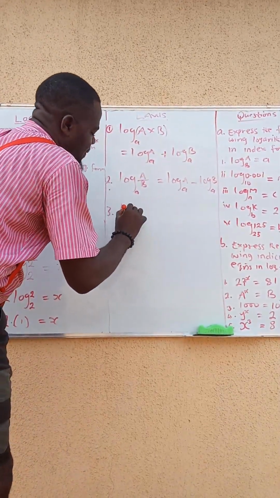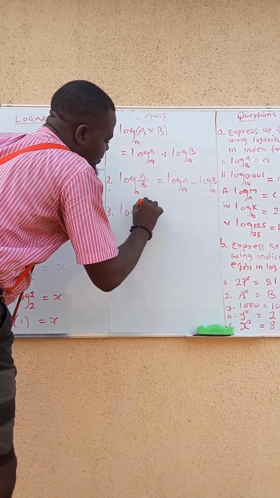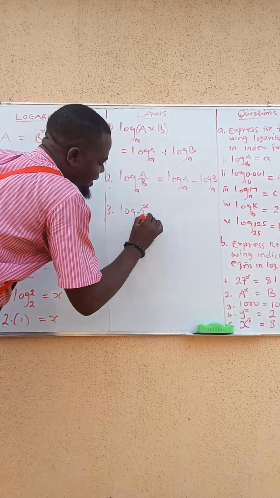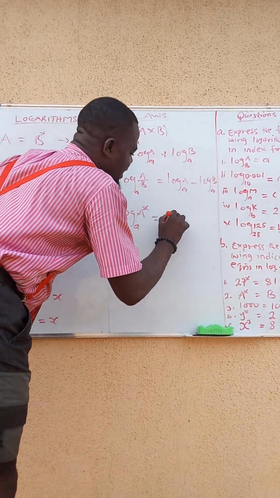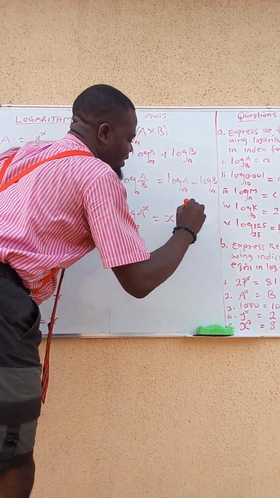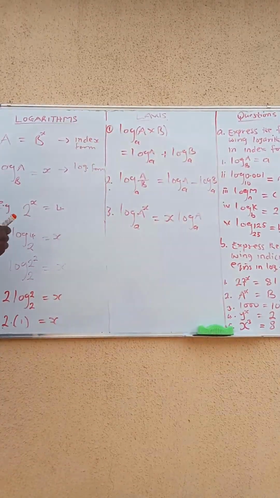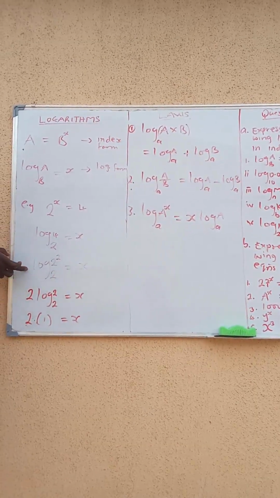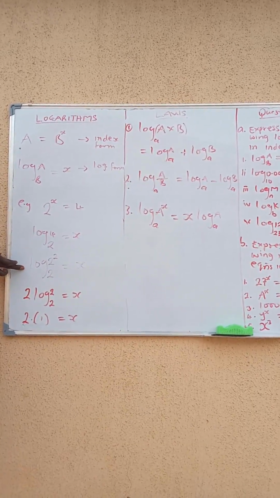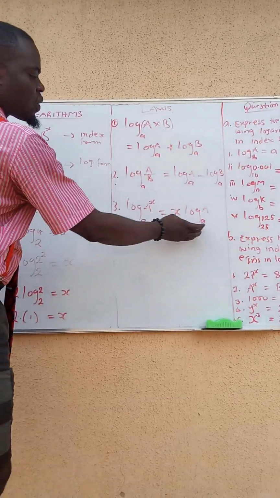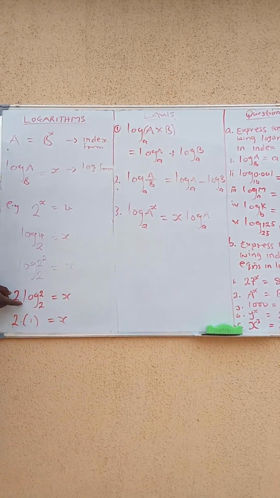Log A raised to the power of x to base A is the same thing as x log A to base A. Now that's what we use here. When I have 2 raised to the power of 2 as log, I have to take the power to the front of the logarithm. You can see it here. So this is a law in logarithm that I applied here.